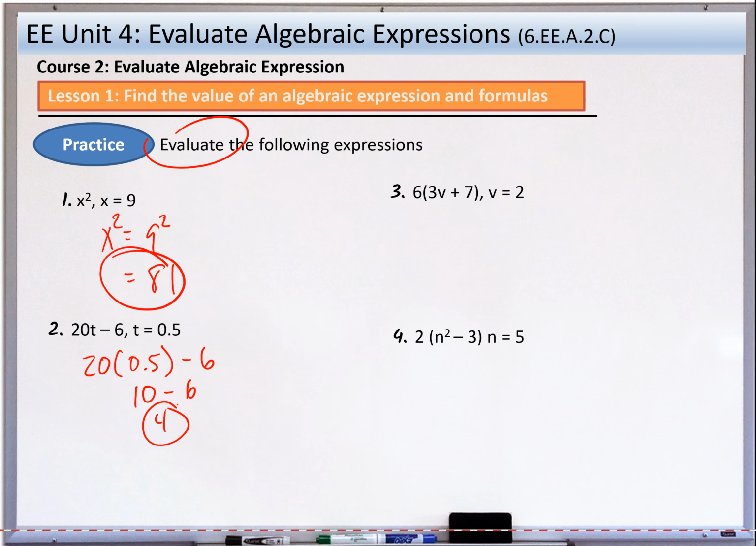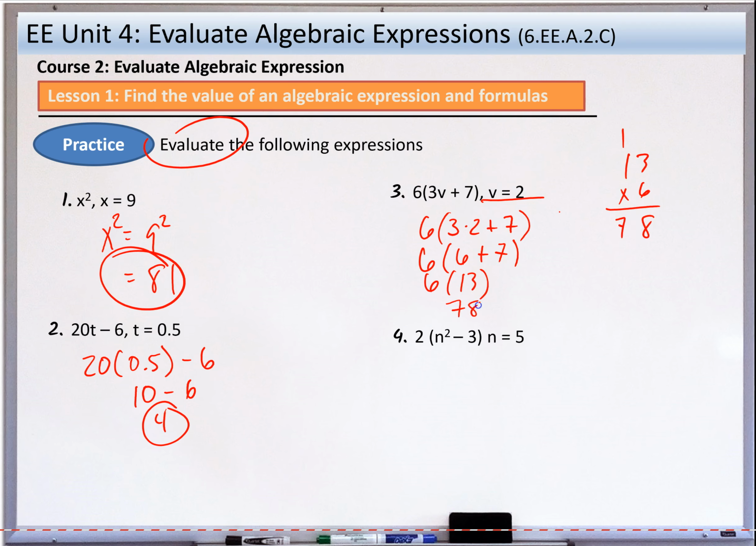The next one, 6 times the sum of 3 times v plus 7. And we know that v is equal to 2 in this case. We can give it a value. So 6 times 3 times 2 plus 7. Order of operations, I'm going to have to do what's inside the parentheses first. So that's going to give me 6 plus 7. 6 times 13, I believe, is 78. Let's make sure. 18, 6, 78. So my answer here is 78.